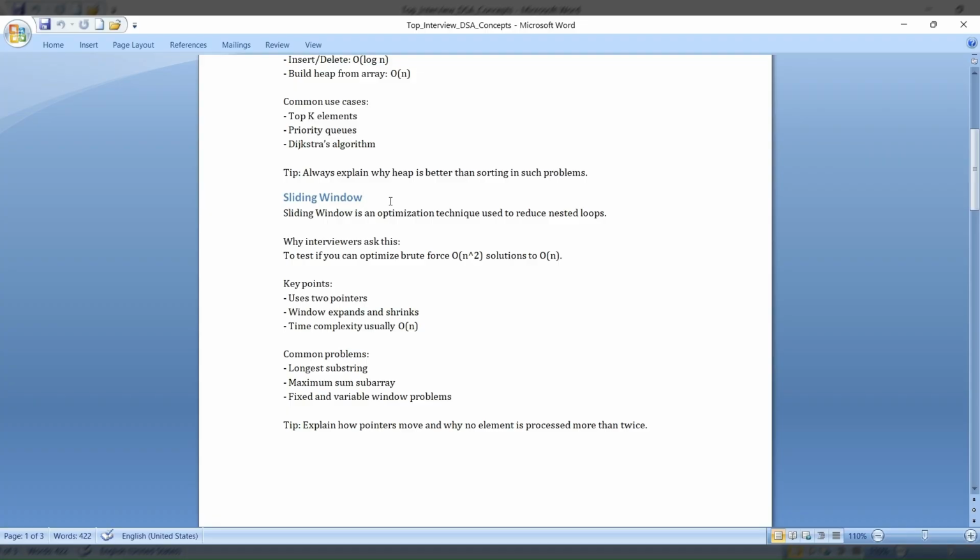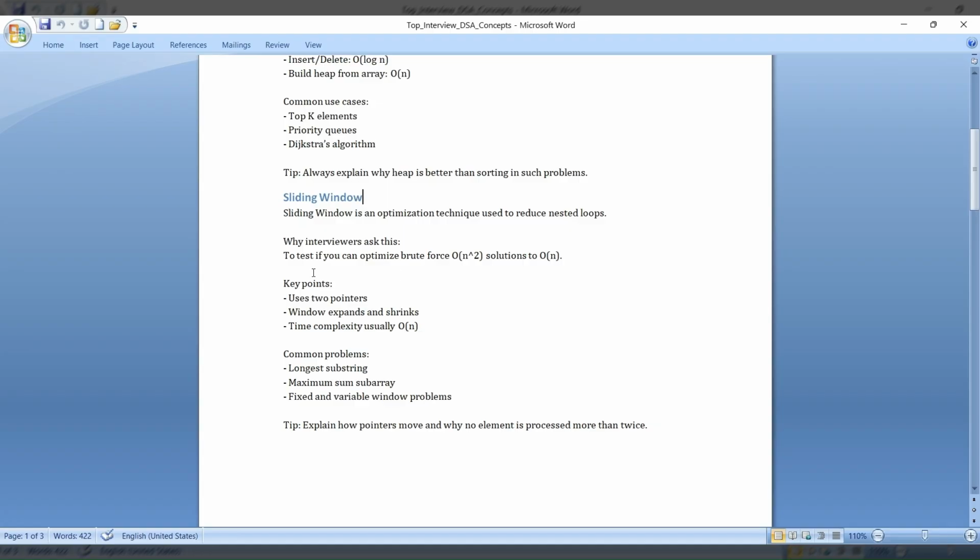The second topic, and the most asked topic, is sliding window. Let me explain this topic. Sliding window is used for optimization of a process, where the length of the window may vary or may be fixed, and where we need to find something in a range. Then we use sliding window.